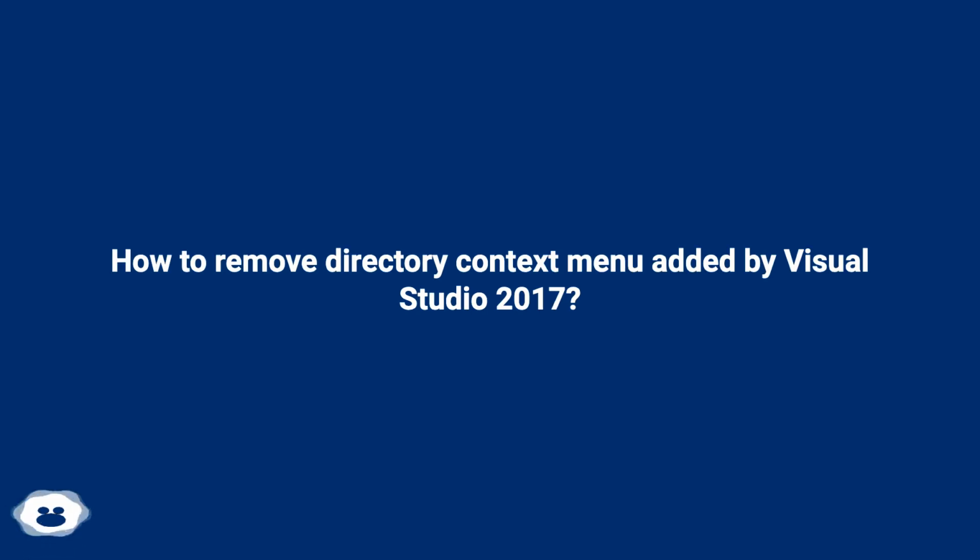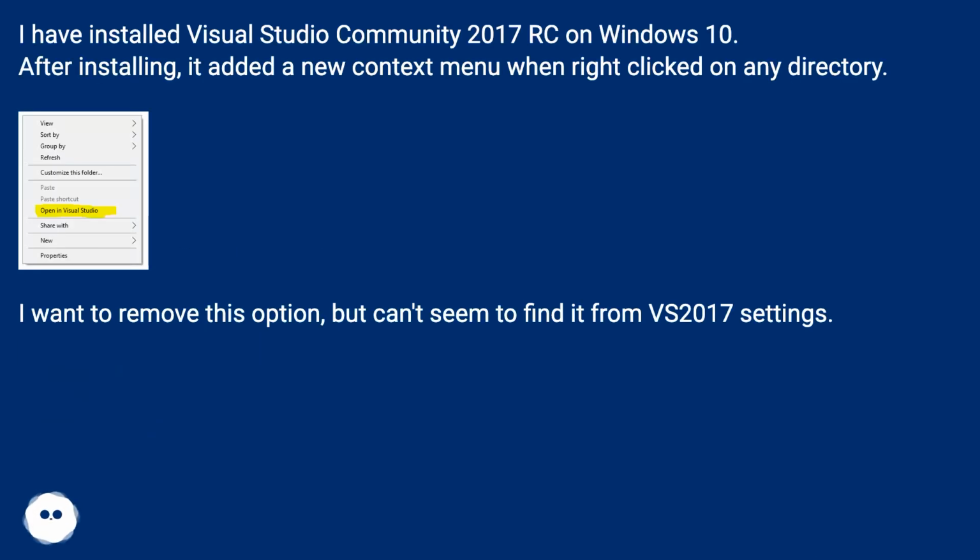How to remove directory context menu added by Visual Studio 2017. I have installed Visual Studio Community 2017 RC on Windows 10. After installing, it added a new context menu when right-clicked on any directory. I want to remove this option, but can't seem to find it in Visual Studio 2017's settings.